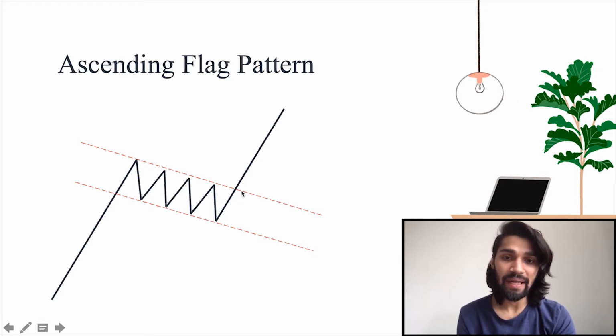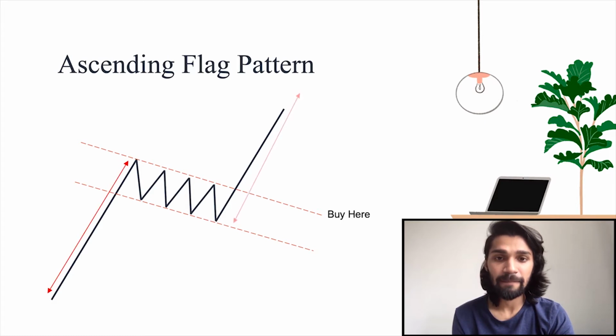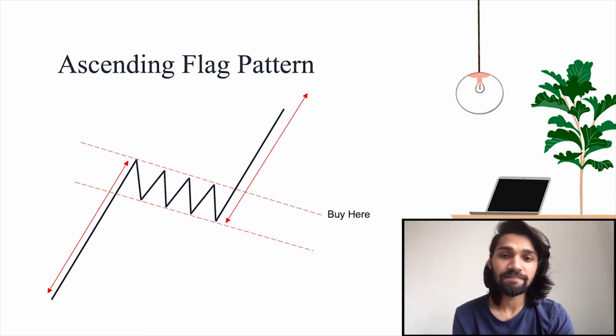And once it breaks that zone, the zone where it was moving in a to and fro fashion, then you enter the trade. Your stop loss can be 3 to 4% of your capital, and your target would be as many points covered by the pole of the flag. I mean, after breaking the zone, it would move that many points.